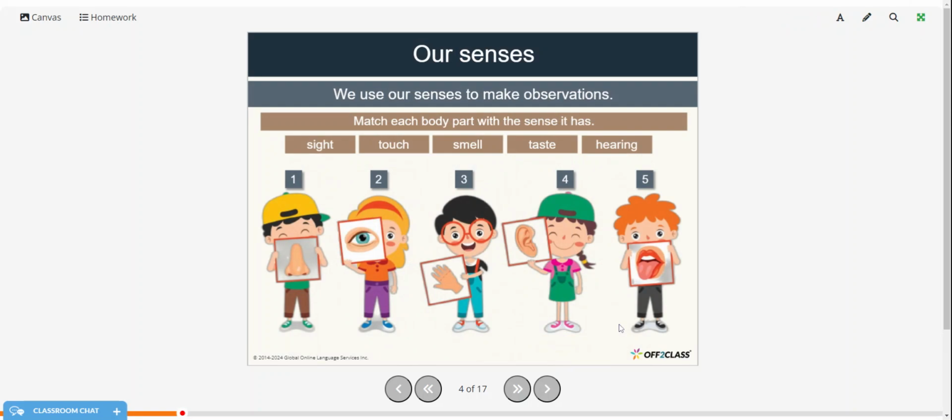And then we use our senses to make our observations. So match each body part with the sense that it has. So the nose is matched with smell, the eye with sight, the hand with touch, the ear with hearing, and the mouth with taste.